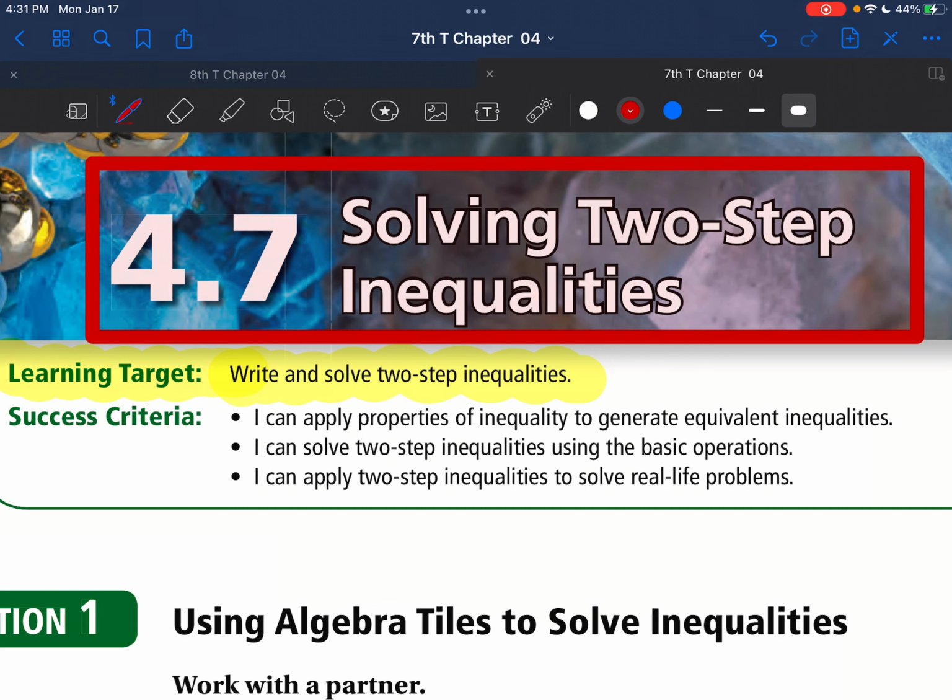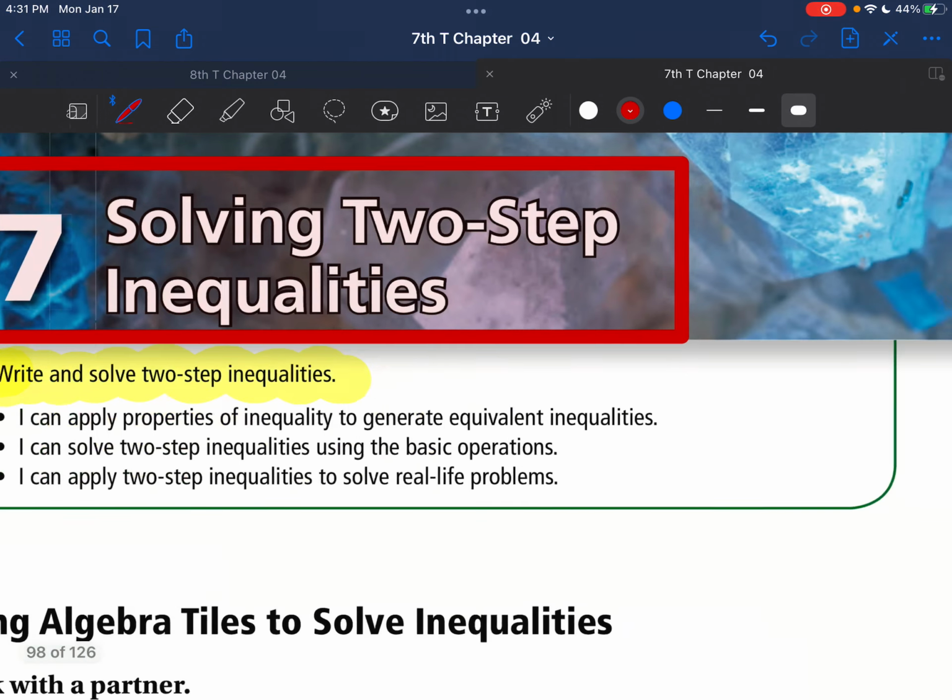By the end of today, you should be able to write and solve two-step inequalities. Sorry, not equations. Solving two-step inequalities. Please make sure you have your title written down correctly and everything else written down correctly. Okay, let's get started on today's lesson.